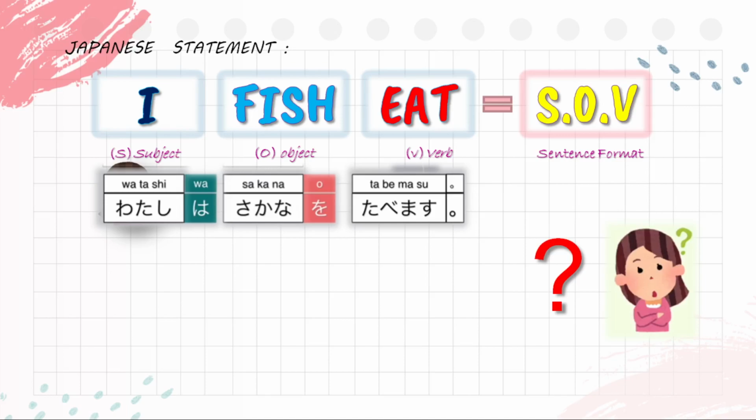Secondly, the particle o is attached to sakana, which is a fish. So o implies object. It's an object marking particle. So now we get an idea that, okay, so fish is the object. So fish is something that I'm eating. And last is the verb, and the verb is at the end, so it doesn't need any particle. So now this statement makes sense.